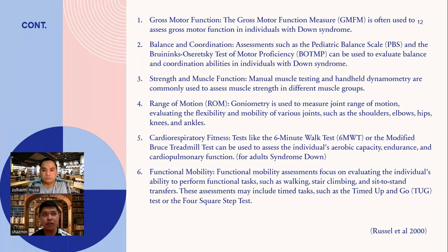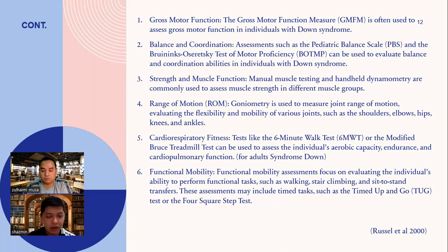Okay, first, as we know, is GMFM, or gross motor function, and then the second one is balance and coordination. The third one is strength and muscle function. The fourth one is range of motion. This one is a very general measurement tool. And then we come to the fifth one, cardiorespiratory fitness, for which we use the 6 minute walking test, or else we can use the 3 minute test also.